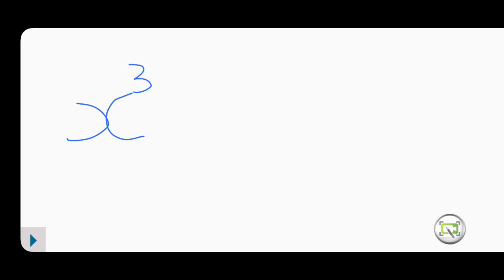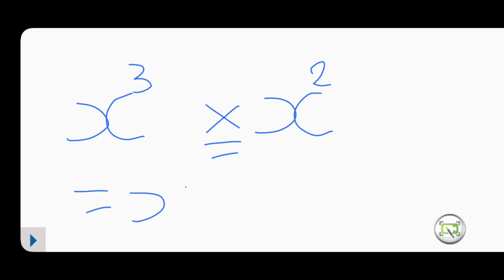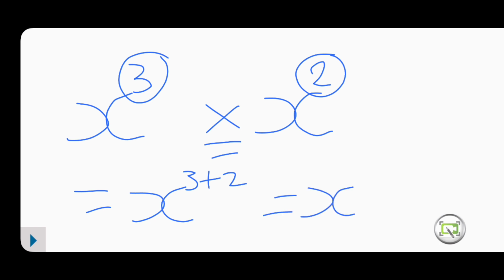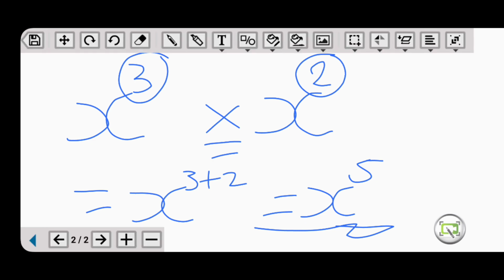Now the first law is when we have two bases that are the same, for example x, and we are multiplying them. Then the question is, what do we do with the exponents? You write the base down once, and then you add the exponents. So it is 3 plus 2, which is 5. So in other words, x to the power of 3 times x to the power of 2 is equal to x to the power of 5.